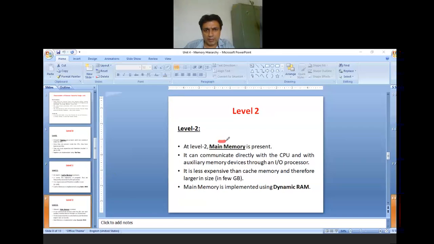So at level 2, main memory is present. It can communicate directly with the CPU and with auxiliary memory devices through an input output processor. It is less expensive than the cache memory and therefore large in size. Basically, the size of the main memory is in a few GBs. GBs means gigabytes.